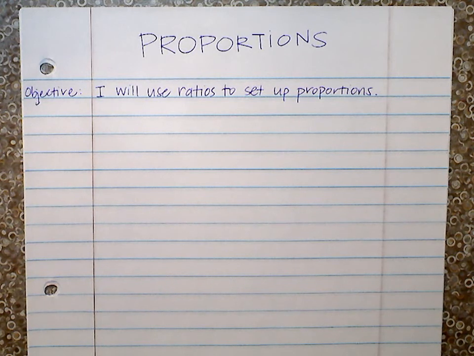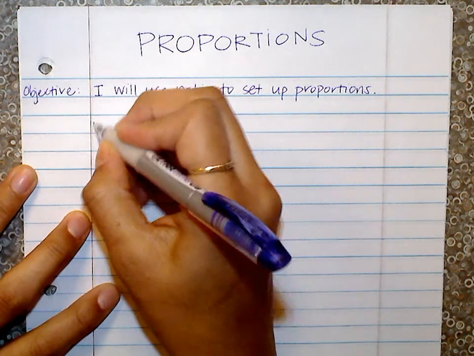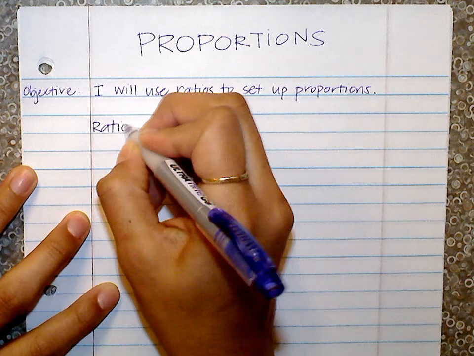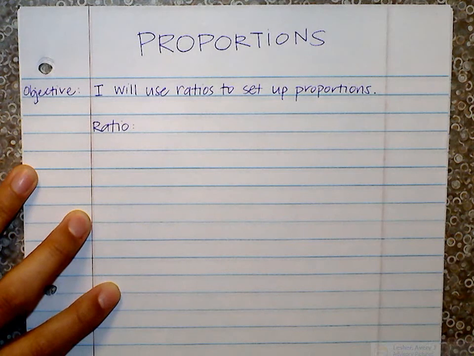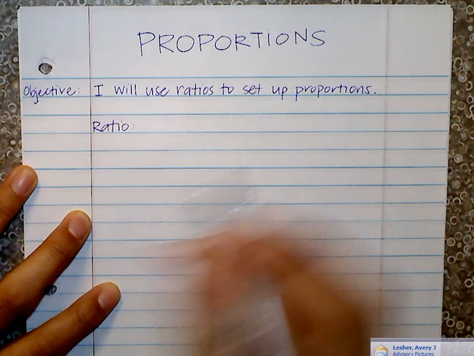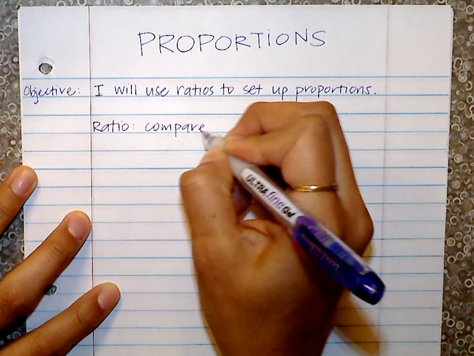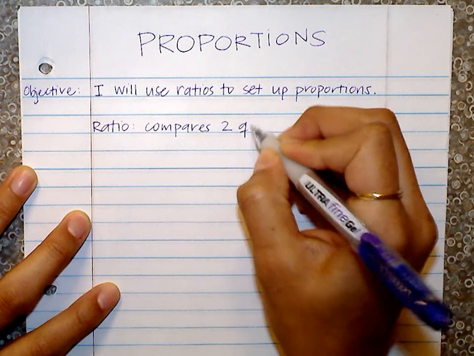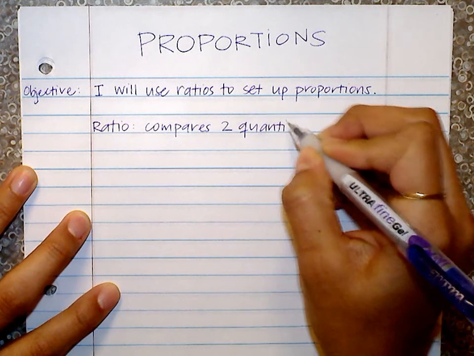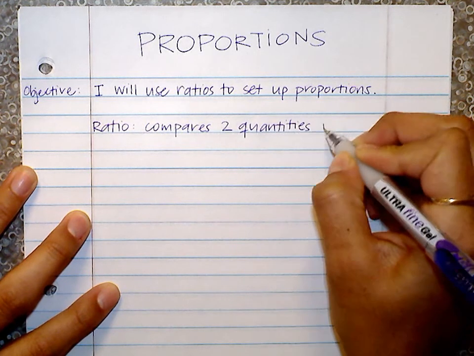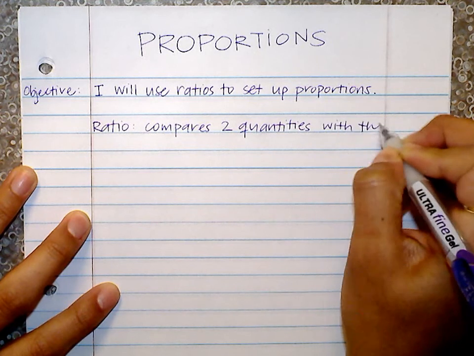Anyway, part of a proportion is a ratio. And you already know what a ratio is. A ratio compares two quantities with the same attribute.